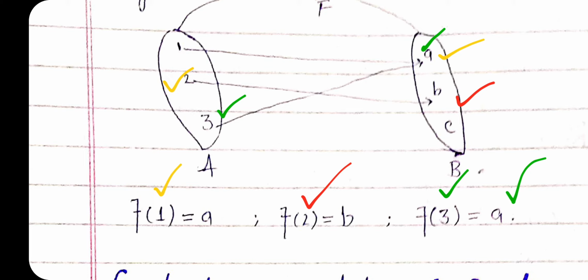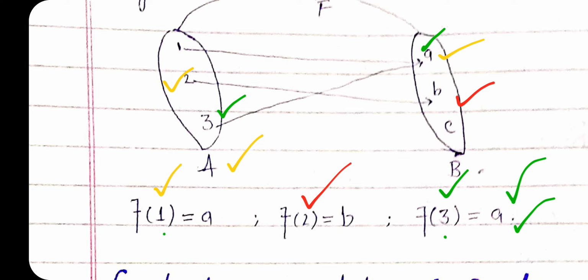Here we can see that 1 and 3 have the same image, that is a. But 1 does not repeat. It means the elements of the set from which we take the function are not repeated.